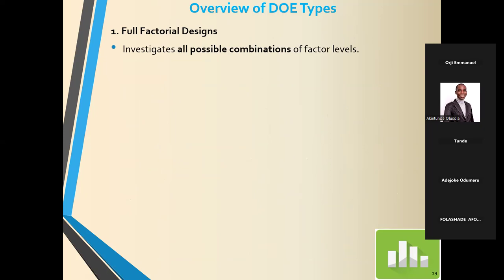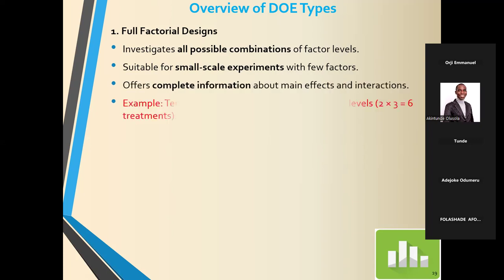You can use full factorial design, which is suitable for small-scale experiments with few factors. Okay, it offers complete information about main effects and interactions. For example, you can be testing 3 drug dosages at 2 frequency levels. All right. So if you do that, you're going to have a full factorial design. You're going to have 2 times 3, that's 6 treatments.